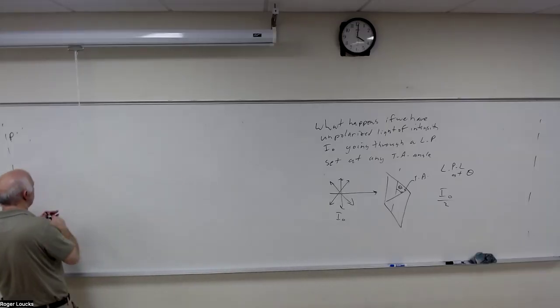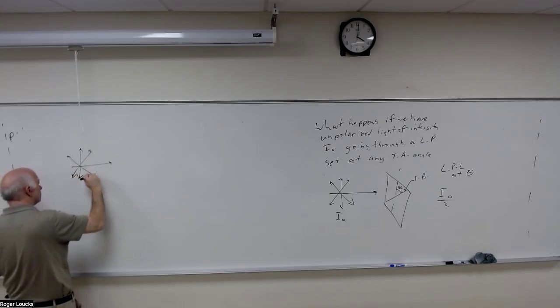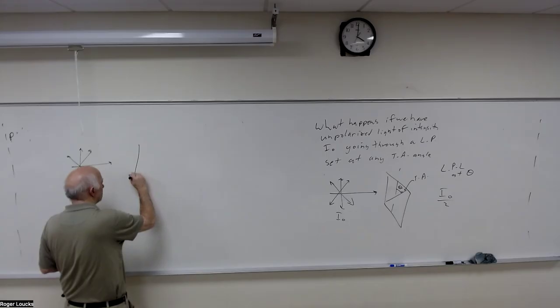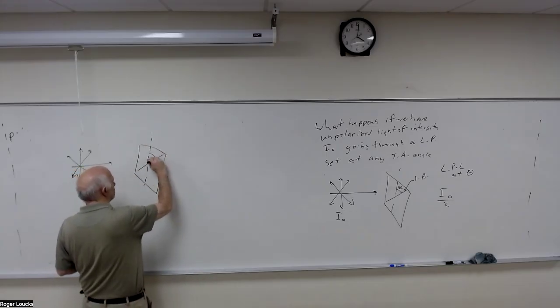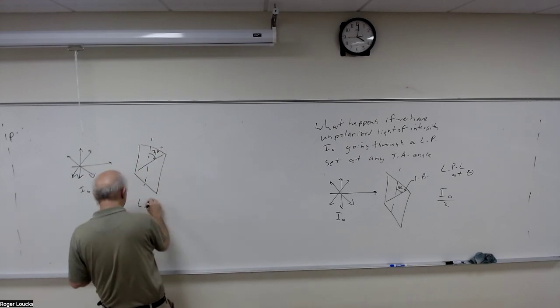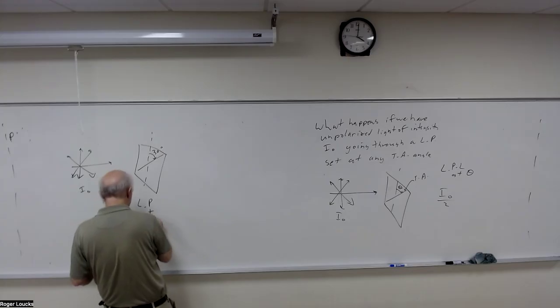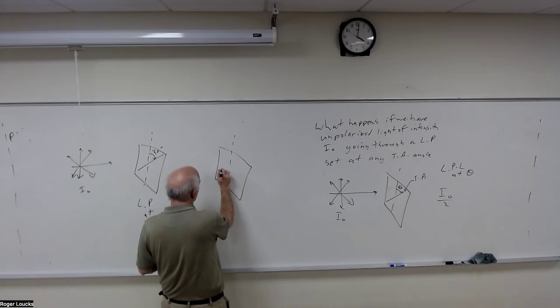So let's say I have unpolarized light here. This is I naught. And I have a linear polarizer here, let's say at an angle of 30 degrees. I have another linear polarizer, let's say at an angle of 90 degrees.